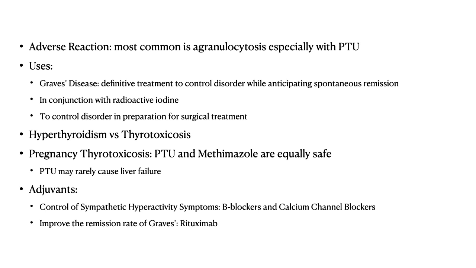So, to improve the remission rate of Graves' disease, we can use rituximab. Why? Rituximab prevents the development of plasma cells, so that if we don't have active plasma cells, there will be less cells that will produce the pathologic entity that is thyroid stimulating immunoglobulin or antibody.